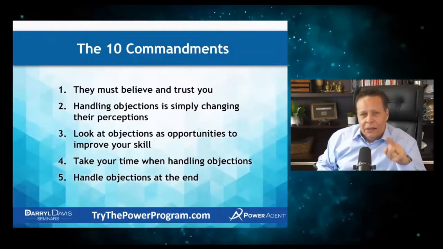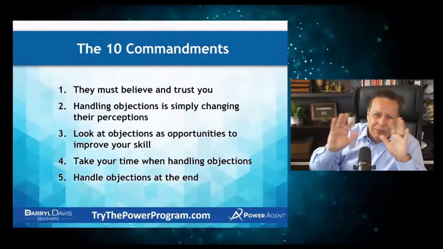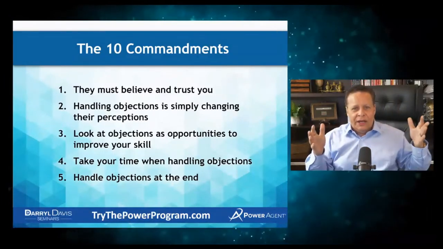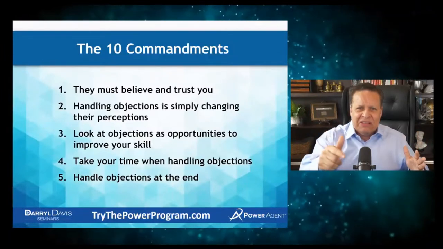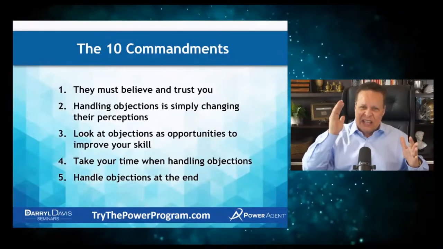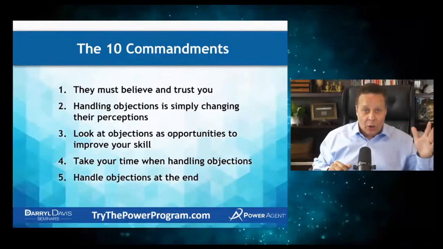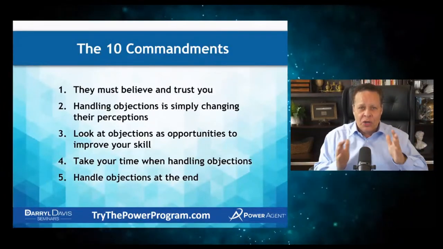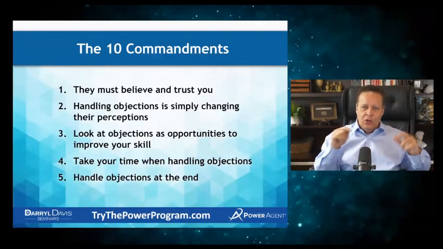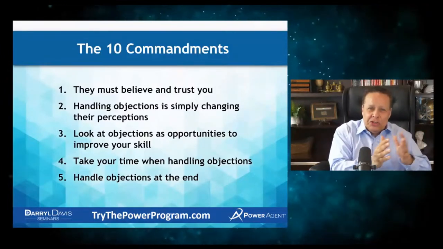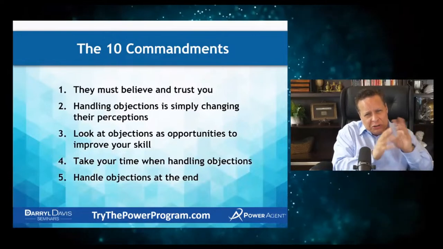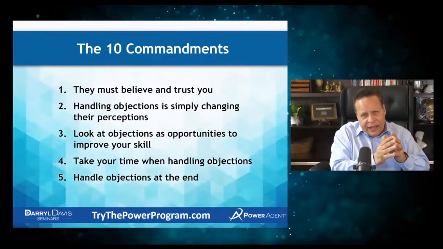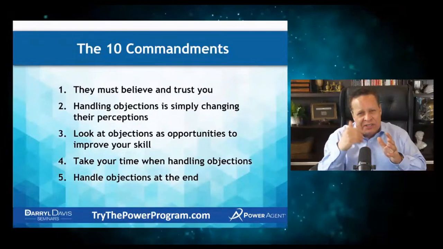Number five is handle objections at the end. If something comes up, don't address it yet, because on a scale of 1 to 10, 10 being they absolutely trust you, like your mother, 100% trust, and zero being you're a salesperson, I don't know you. This is a listing appointment. When you ring that doorbell, maybe you're at a 1 or 2, 3. You're there a little bit, because otherwise you wouldn't have got the appointment. When they throw an objection at you, the trust level is at 4.